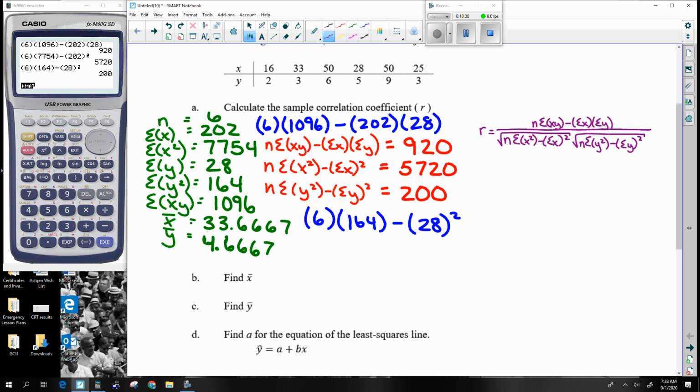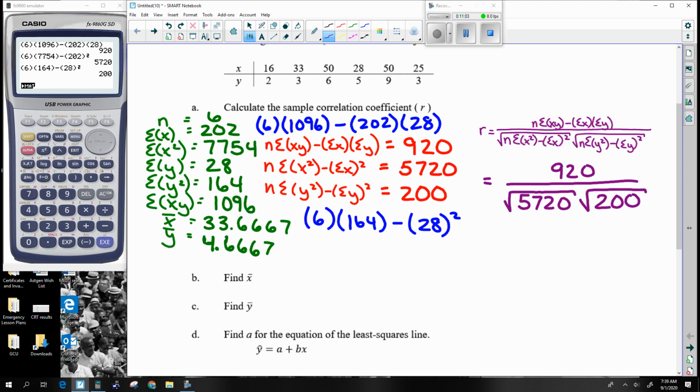All that's left is to put it into the big formula now. So I have the formula written down. What I'm going to do is put my mini formulas in the proper places. So the numerator we see is 920. The inside left is 5,720. And the inside right is 200.